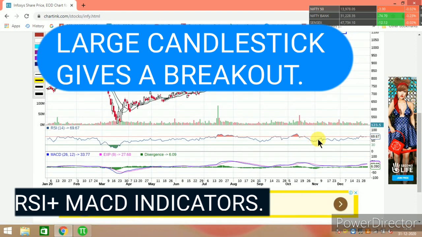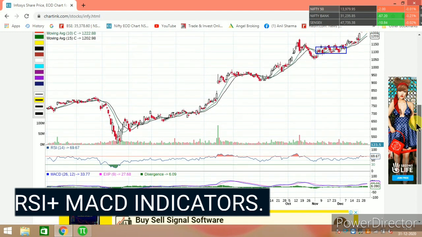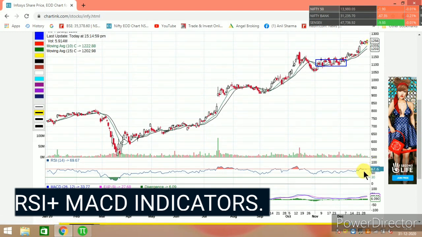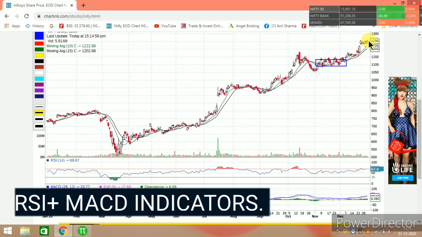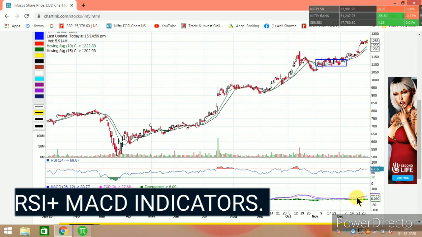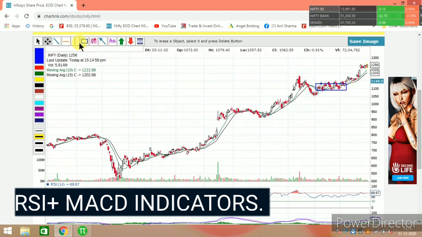This is RSI. You can see here RSI is indicating that it is already almost in the overbought zone. It does not have much strength, therefore it is telling that the stock might hover around or maybe go sideways for some time. And the moving average gave a crossover somewhere here. I will just mark it. You can see it.